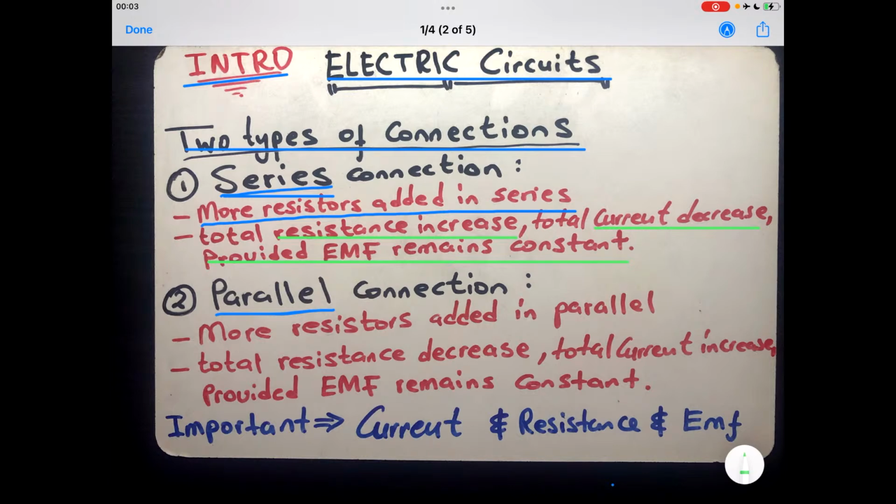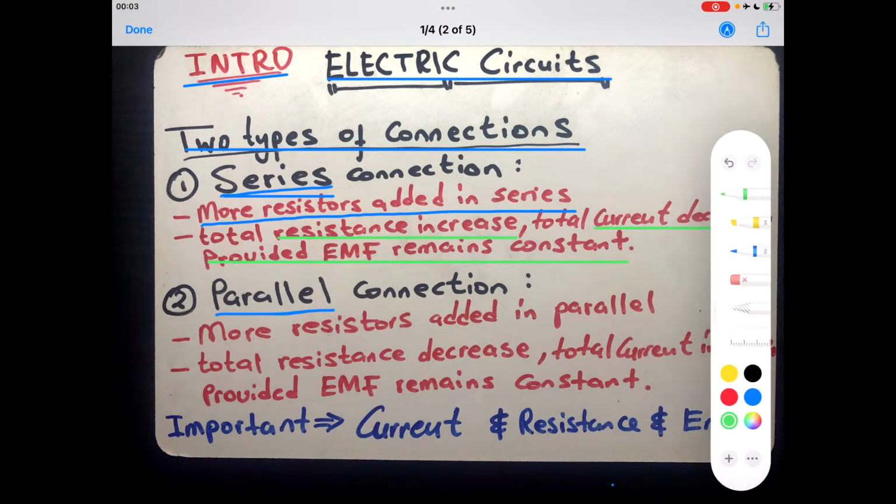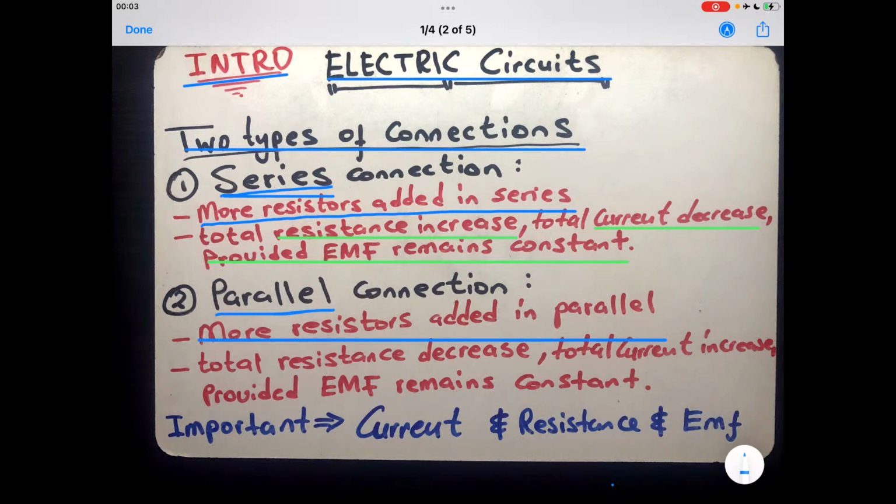Under parallel connection, that's when we have more resistors connected or added in parallel. Again, under parallel, lastly, total resistance. In this case, can you see what happens? It decreases. And then total current increases. Good people, all of this is provided that the EMF remains constant.